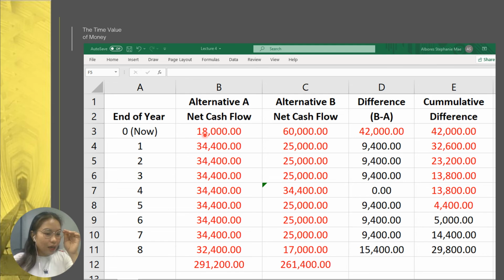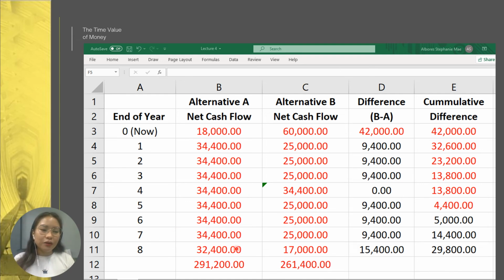The 18,000 is from the equipment, labor, and materials to rebuild. Then for B, as given, there is the annual cost of electricity and the annual maintenance expenses. That's why at the end of year 1, they add up, and that's why it becomes 34,400 up to this one here.